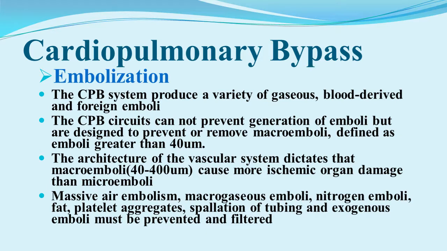CPB circuits cannot prevent generation of emboli, but are designed to prevent and remove macroemboli, defined as emboli greater than 40 micrometers. The architecture of the vascular system dictates that macroemboli can cause more ischemic organ damage than microemboli. Massive air embolism, macrogaseous emboli, nitrogen emboli, fat, platelet aggregates, spallation of the tubing, and exogenous emboli must be prevented and filtered.